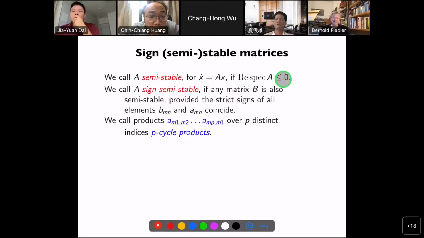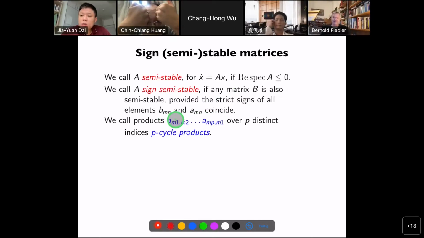So that's sign semi-stable. And then when I take products of matrix elements in a cyclic fashion, I pick P matrix elements where each points to the next row. I have M1, M2, then M2, M3, M3, M4, and so on. I call these P cycle products for obvious reasons. It's a cycle of length P.